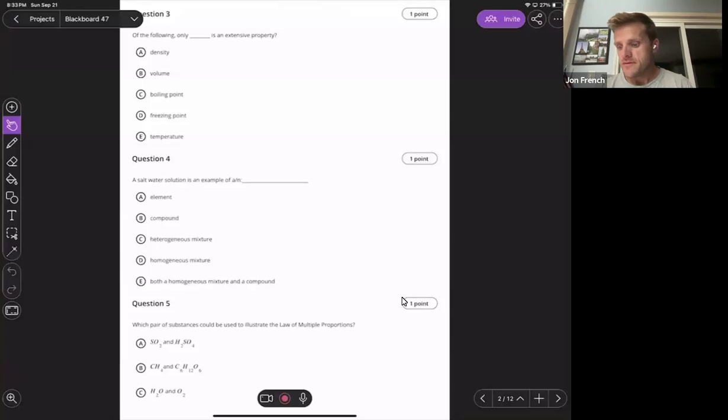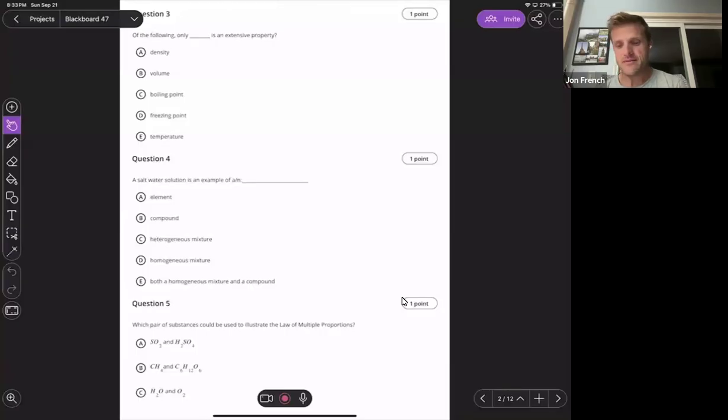So we'll start with question 5, it looks like. So the law of multiple proportions, basically what it looked at when we talked about this in class, from the law of multiple proportions, we were basically looking at any compound. For it to be that compound, it needed to be found in the same ratio of the elements.